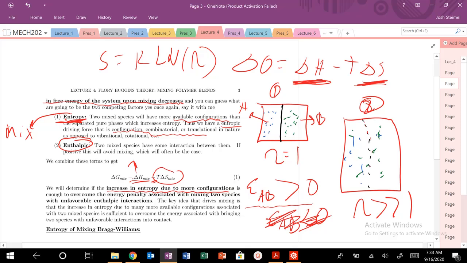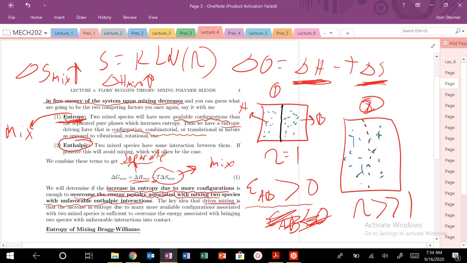So again, it's going to be this competition between the increase in entropy due to more configurations, and is it enough? Is our delta S mixing increase enough to overcome our equivalent energetic increase in delta H mixing? So is it able to overcome the energy penalty associated with mixing two species with unfavorable enthalpic interactions? I'm going to hammer this again and again. Delta S mixing drives us to want to mix. Delta H, that contribution, is separate, so that will want to keep our materials phase separated.